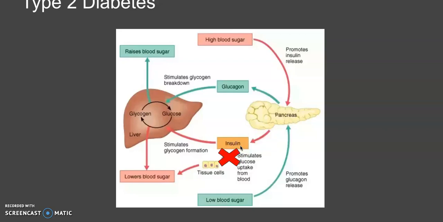Type 2 diabetes is different. This is not where the X is. This is not where the problem is. So the pancreas can be putting out insulin as it needs to. However, there are problems in insulin receptors on tissue cells. And so they are not able to take that glucose up from the blood. So the problem isn't more insulin.